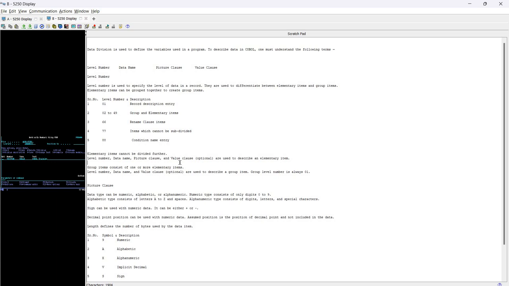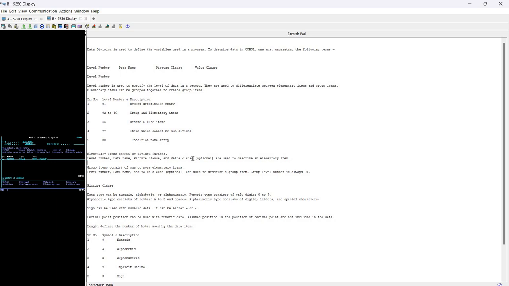These parts are used to describe the elementary item. Then we have group item. Group items consist of one or more elementary items, for example, level number, data name, value clause. Again, value clause is optional here in group item also. These are used to describe a group item.